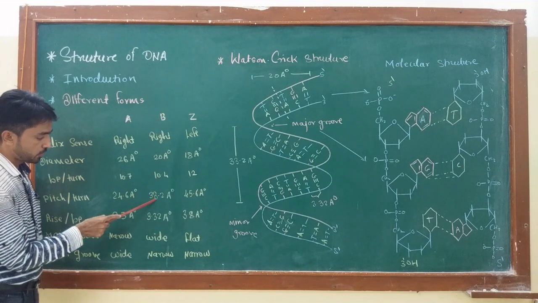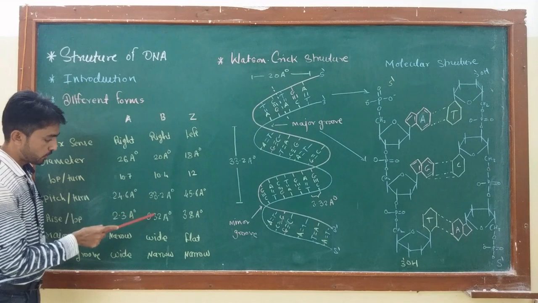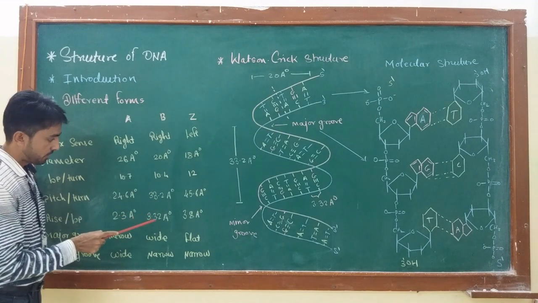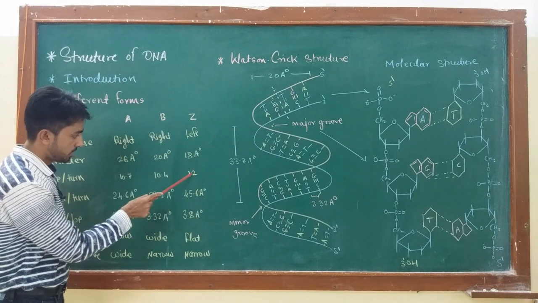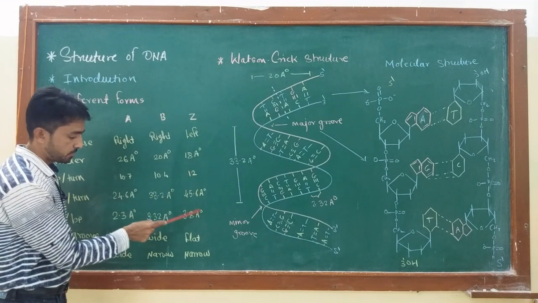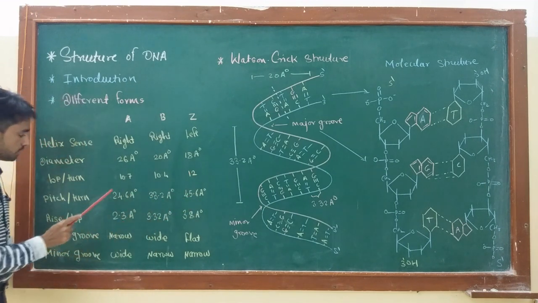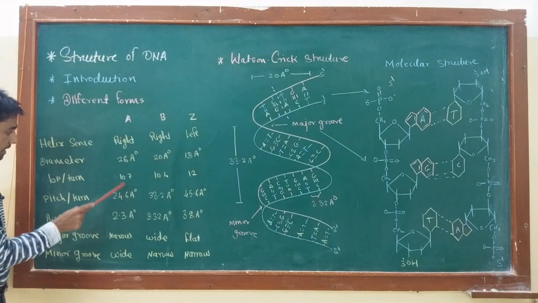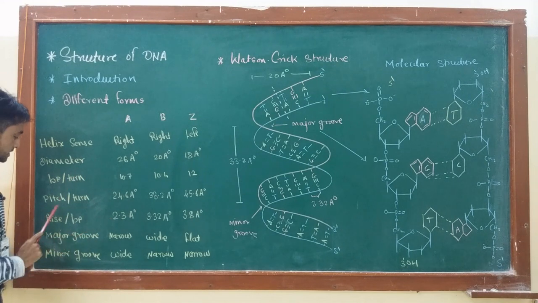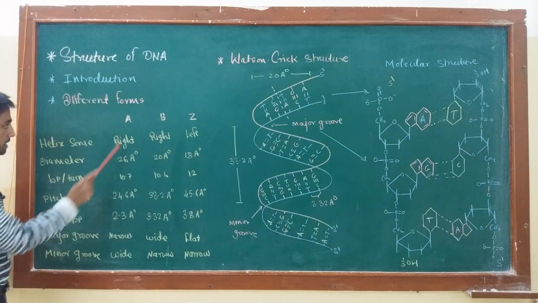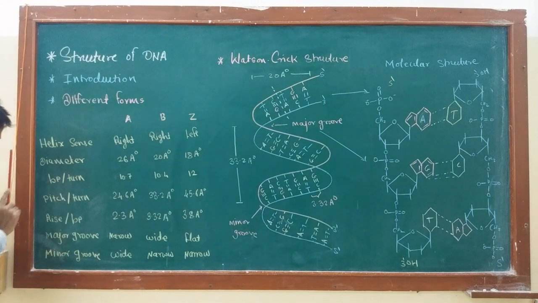If I divide 33.2 by 10.4, I am going to get this value. If I divide 45.6 angstrom by 12, I am going to get 3.8. And if I divide 24.6 by 10.7, I am going to get the value 2.3 angstrom, which is the rise per base pair in the A form of DNA.